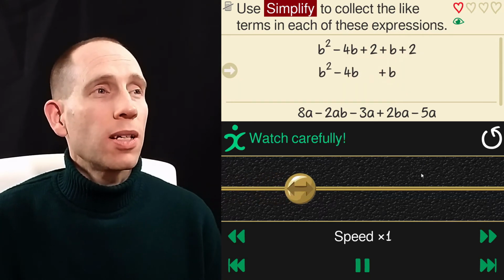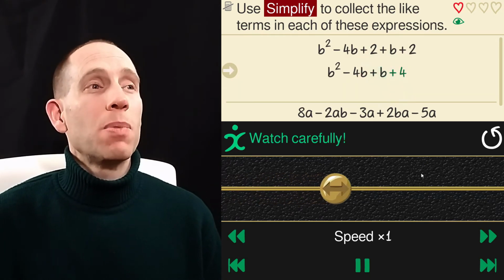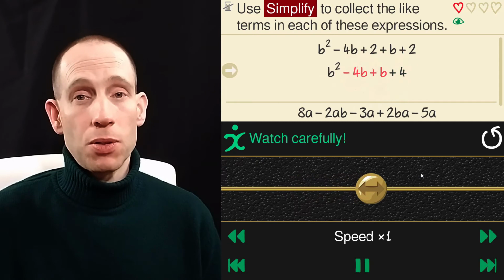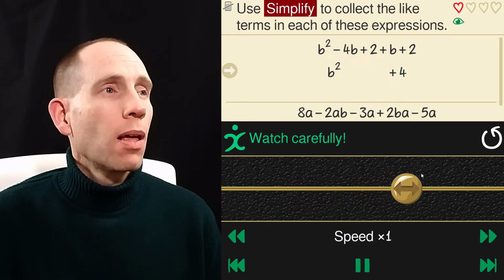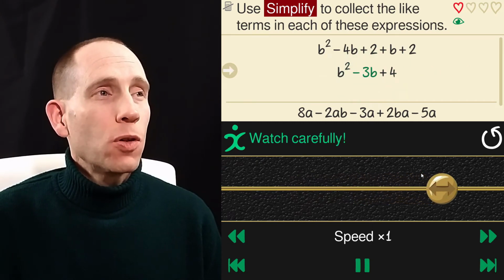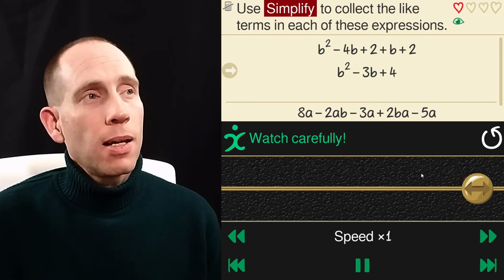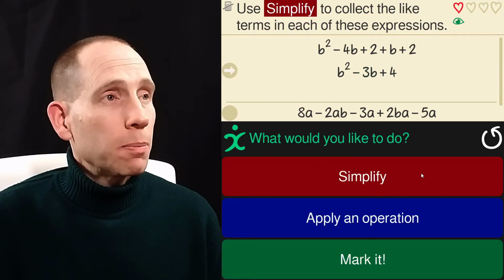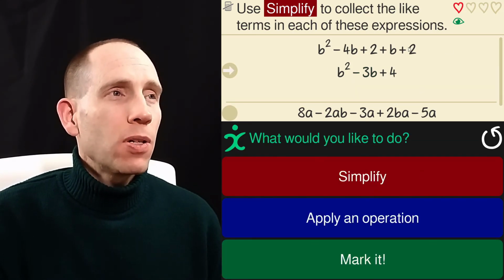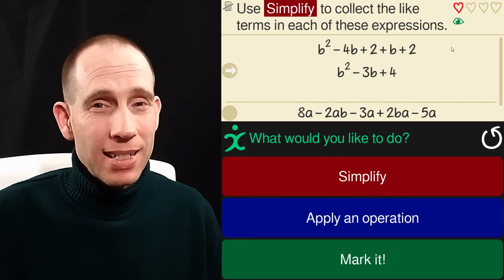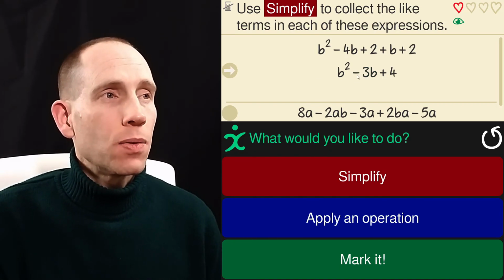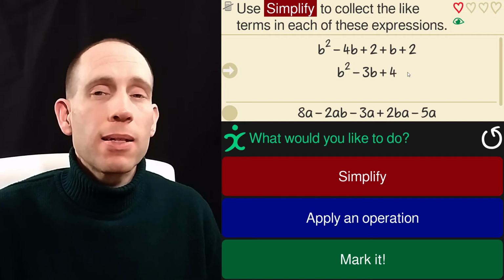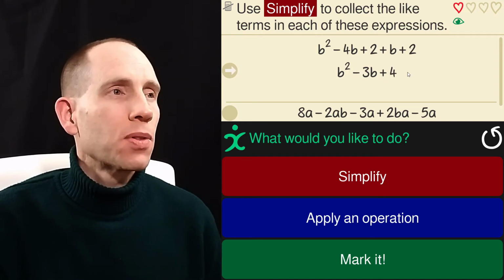So the constant terms, plus 2 and plus 2, they can be collected together to be plus 4. 2 plus 2 is 4. Likewise, the minus 4b plus another b is going to give me minus 3b. And so that first expression simplifies by collecting the like terms down to this one. I've collected the b terms, and I've collected the constant terms.